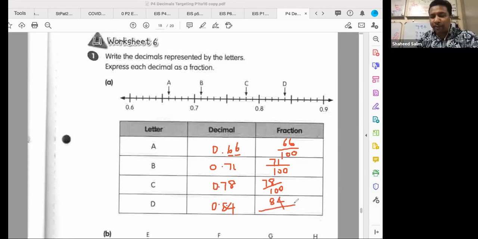Okay, 84 over 100. Okay, so this is, you must get all this clear because I'm teaching students in Sec 1, Sec 2. Some of them, they don't know this. So, I need to try to wake him up.